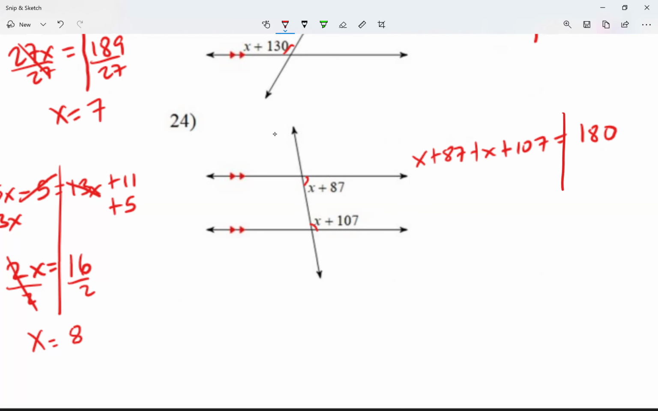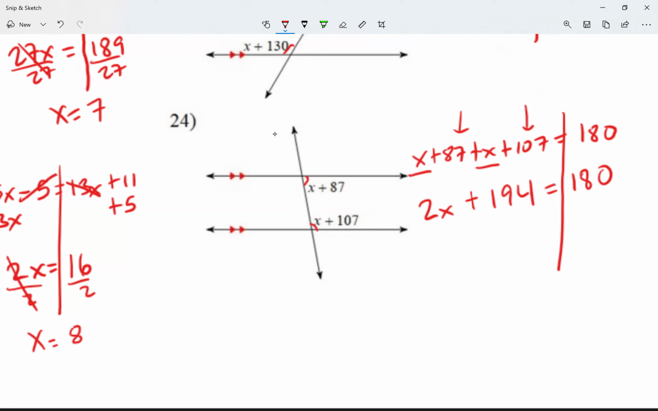Let me separate them through the equal sign. Let me combine my like terms. I see 1x plus 1x. This is a plus sign. 1x plus 1x. I know 1 plus 1 is 2. So 1x plus 1x equals 2x. And then I see 87 plus 107. So 87 plus 107 is equal to 194. So let me just write this plus 194. This is equal to 180.